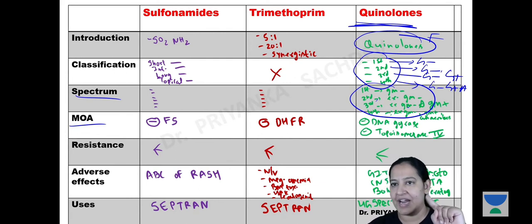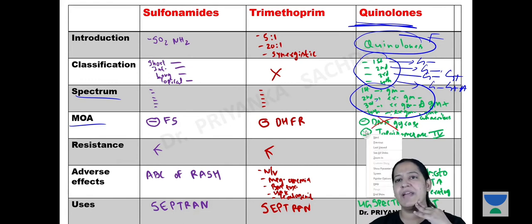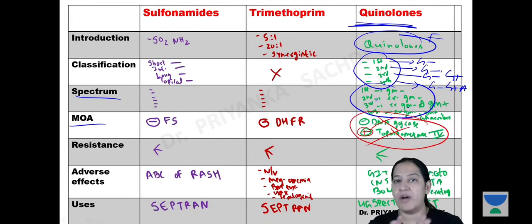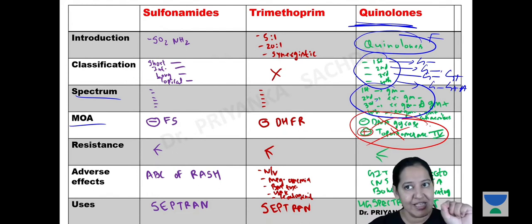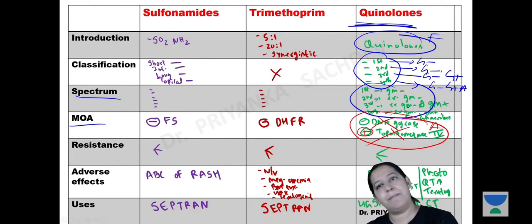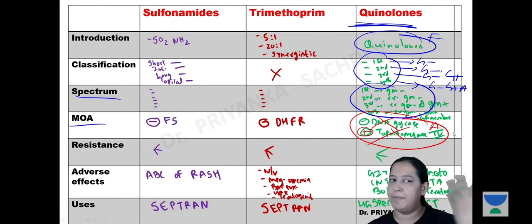If it is gram negative bacteria, it is DNA gyrase. And if it is gram positive bacteria, it is topoisomerase 4. This enzyme is required for the unwinding step during DNA replication. And which fragment of this enzyme? Fragment A, not fragment B. So unwinding will not take place, DNA duplication will not take place, DNA replication will not take place.